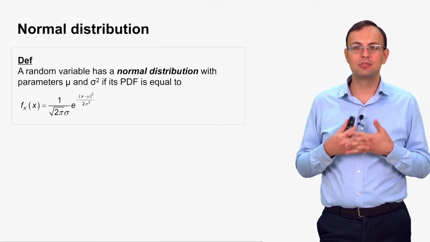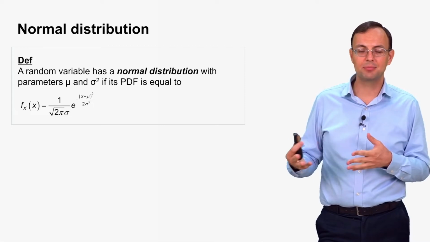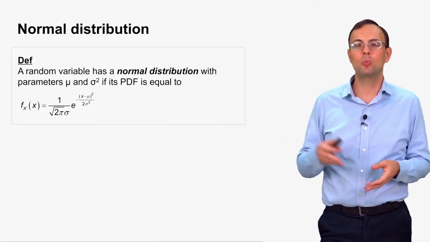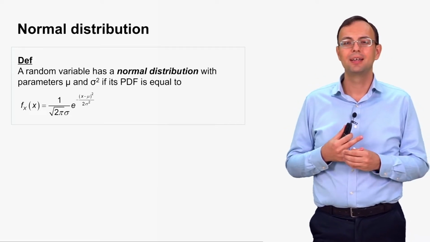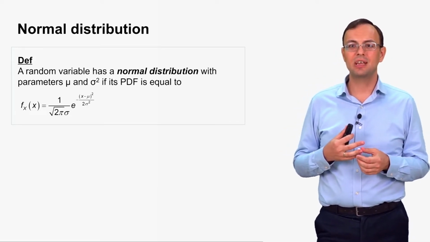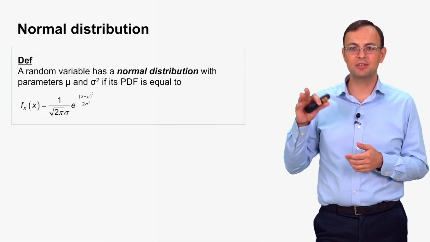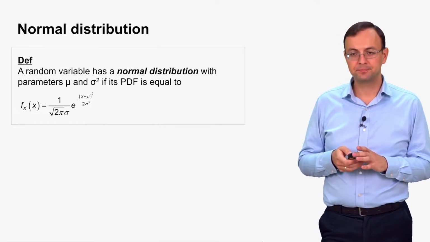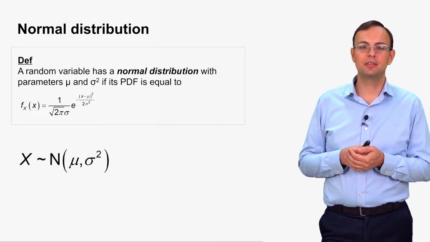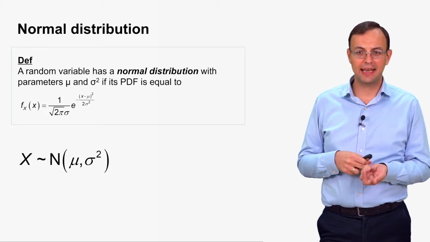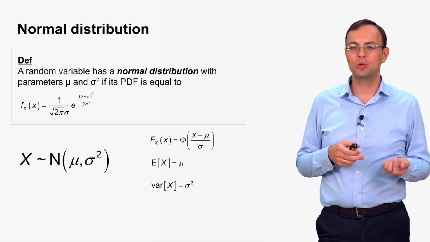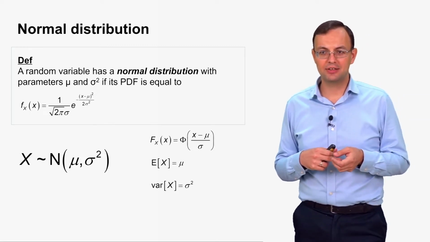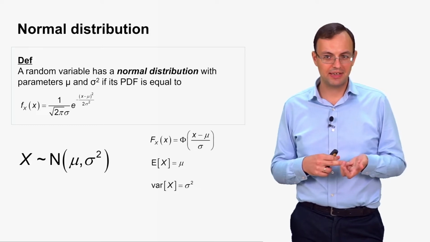A random variable has a normal distribution with parameters mu and sigma squared if its PDF is equal to the formula you can see. So 1 over square root of 2 pi times sigma times exponent of minus x minus mu squared divided by 2 sigma squared. The symbol of normal distribution is letter N, and what you should know: these parameters mu and sigma squared are the expected value and the variance respectively.